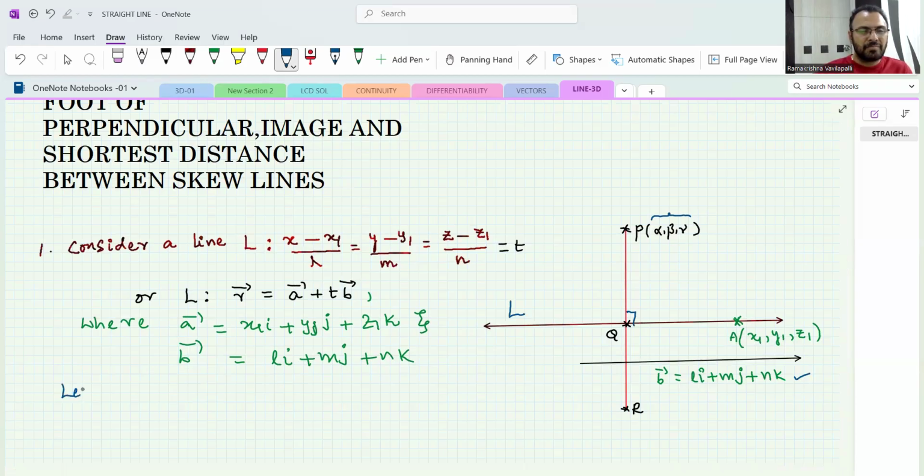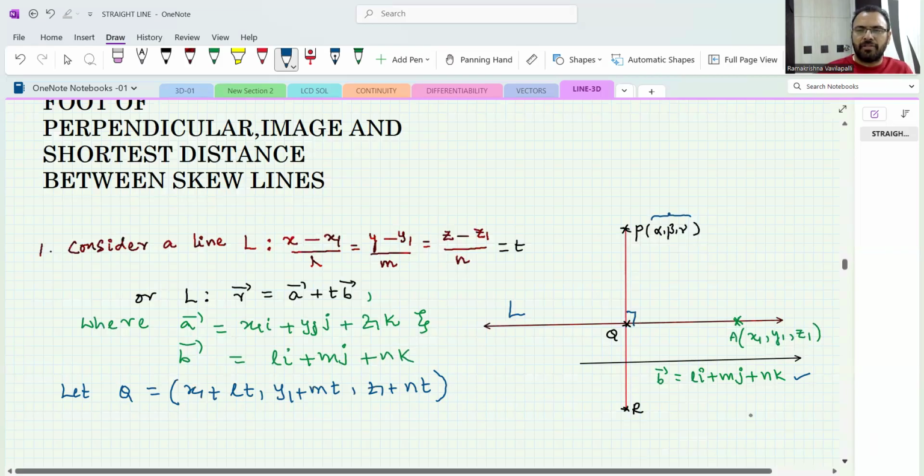Let Q be any point on the line. Any point on the line is, from this, (x1 plus Lt, y1 plus Mt, z1 plus Nt). These are the parametric coordinates of the line. This is the most important thing. Assume that Q is the foot of perpendicular, and that is the general point we take.